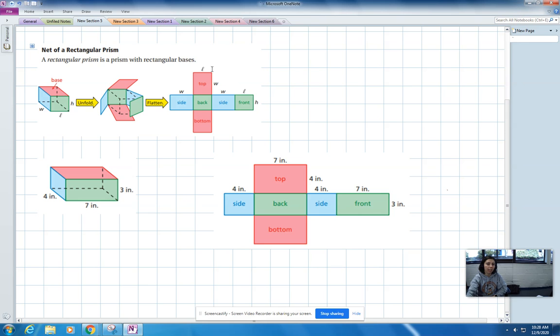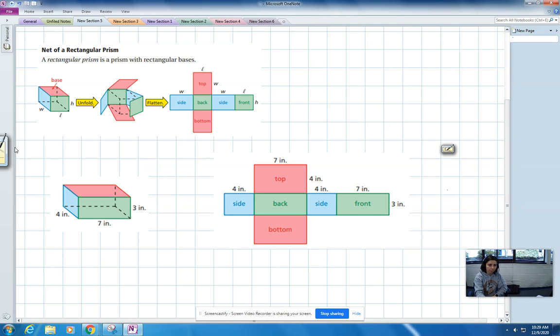So we will be finding the area of each of the faces and then adding them all up to get the total surface area. On your assignment, I will provide all of the nets for you. I am not going to require that you draw these. I will give you both the figure and the net. That way you have it ready to go and you can just use the net to find the surface area.